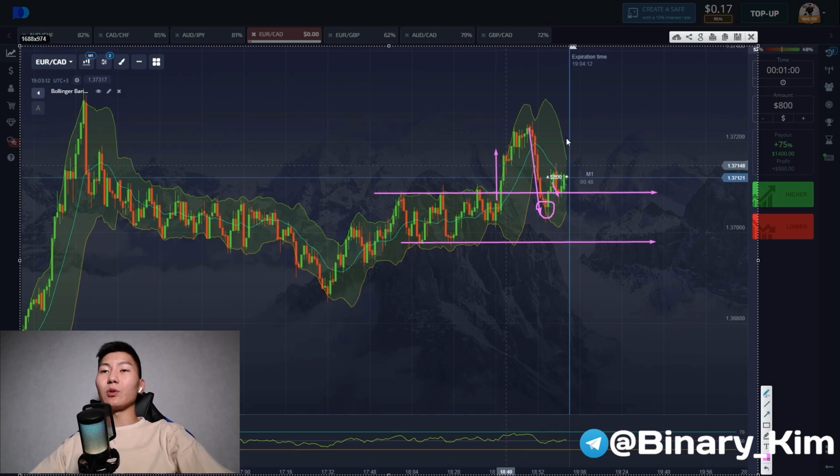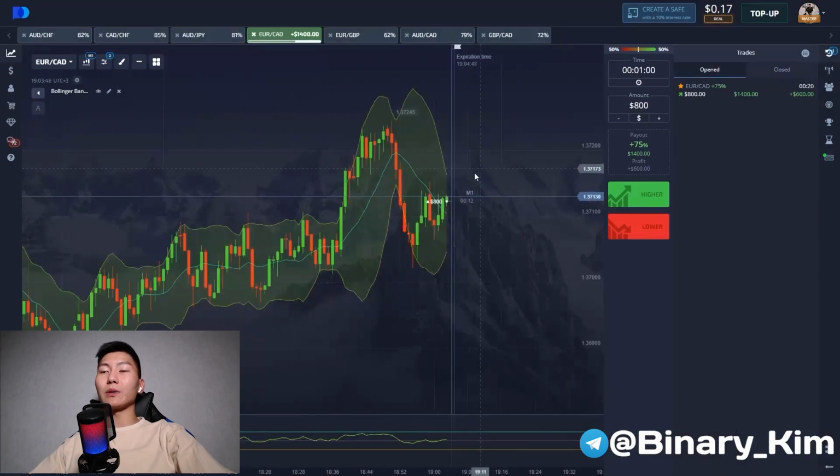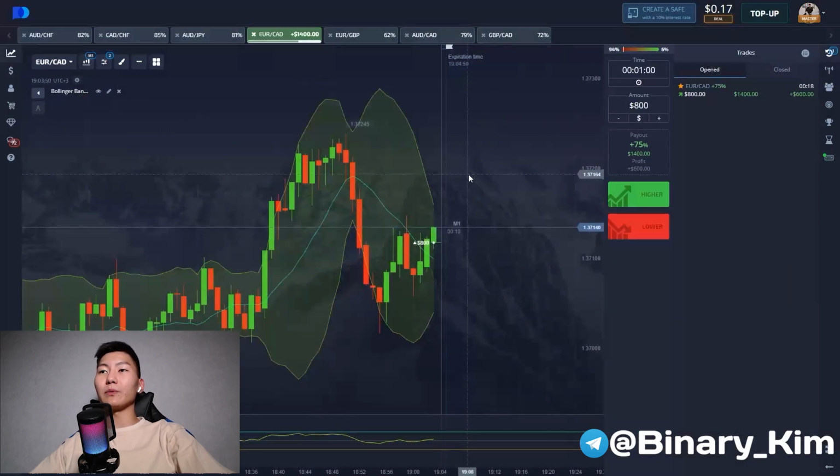Then there was a small pullback, and considering that the touching of the upper boundary hasn't happened yet, the price should go up, and we can also see the positive dynamics on the RSI. That's why opening a long was the only option here. So far so good, guys. I'd like to see the candle close a little higher.